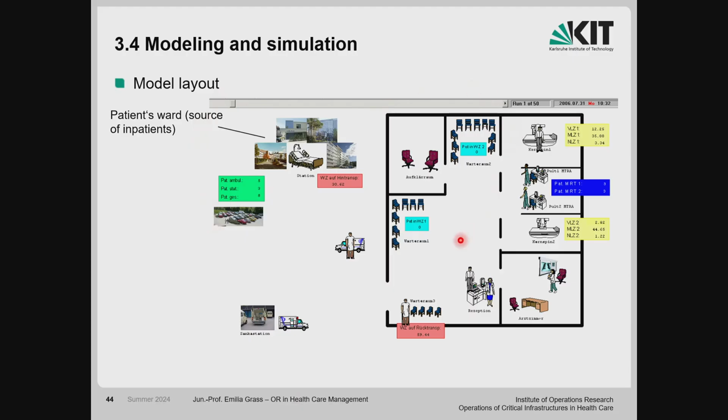So who's familiar with simulation in general? I'm not asking for content, I just want to know if you had some kind of touching points with simulation techniques. No one ever had simulation in bachelor's? Okay, not in the bachelor thesis, okay.